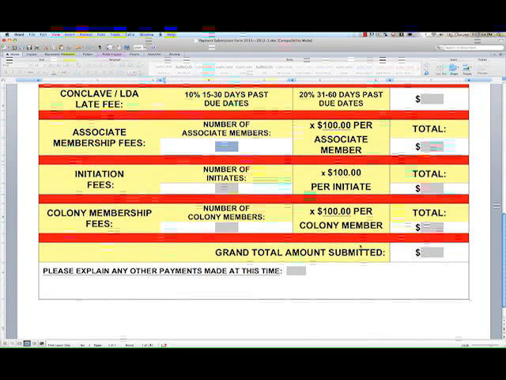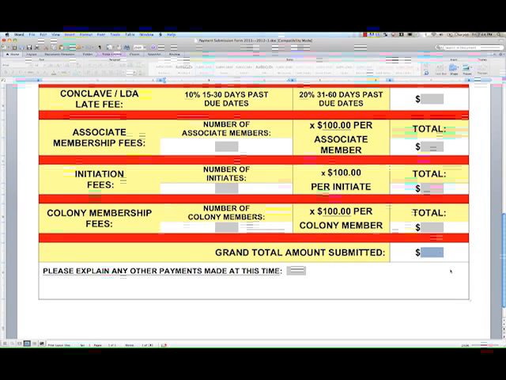Most chapters won't have to worry about filling out this line. So what this allows you to see is this number should equal the check that you're putting into the envelope. If it doesn't, redo your math. Figure out what's missing, because if this number doesn't equal what you're sending in, it's just going to confuse everybody, and it helps us to make sure that everything lines up and explains this.